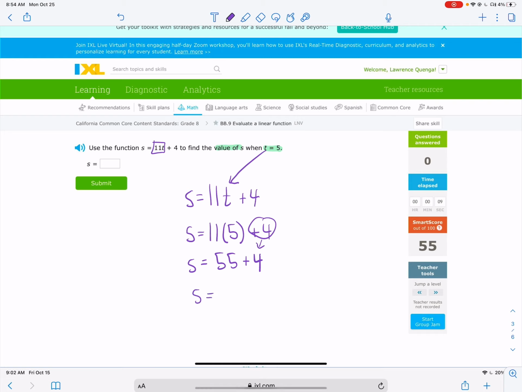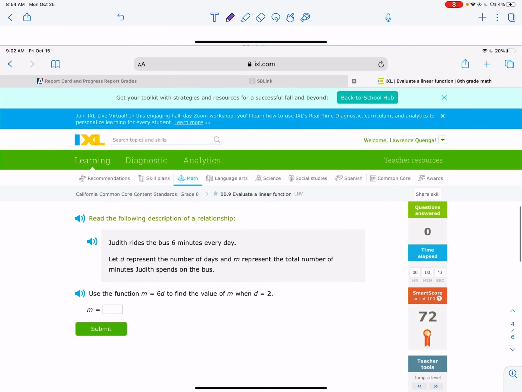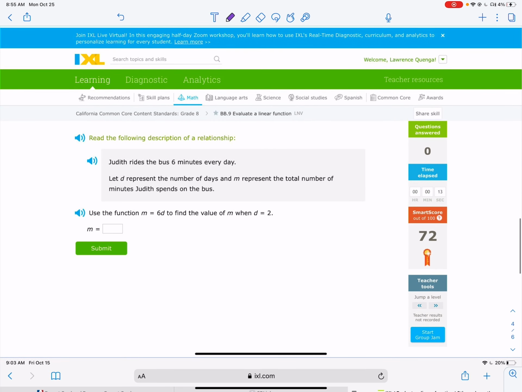And 55 plus 4, if you even have just the slightest bit of toughness with that, right, you can pull it off to the side. So we know s is 59. Okay, not too tough. All right, now we're going into a word problem, but things don't change.